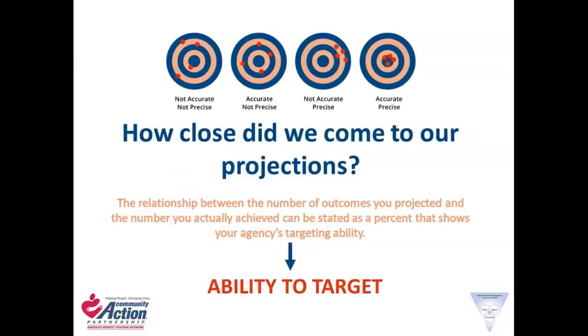One of the main things that you want to know is how close did you come to your projections. The relationship between what you actually did and what you thought you would do is really a good way to determine your agency's capacity and your understanding of your agency's work. So this whole targeting ability piece is very important. So that's one of the main things that you want to look at.